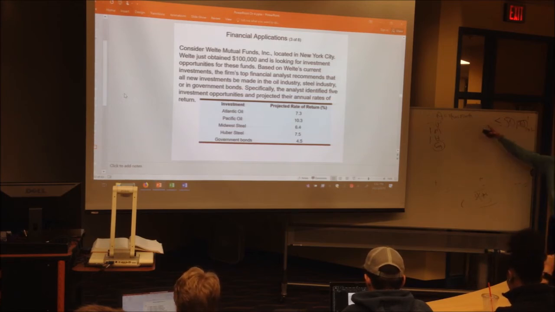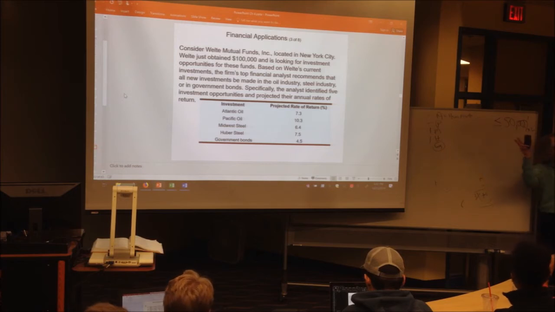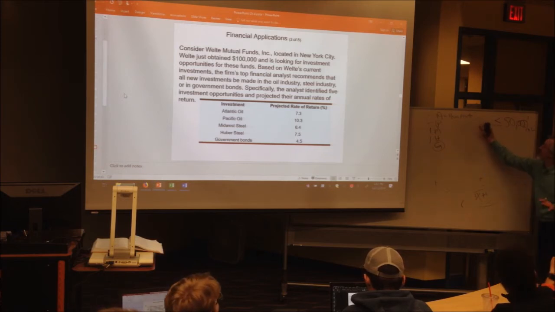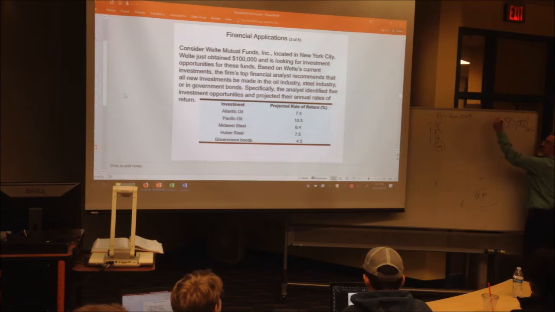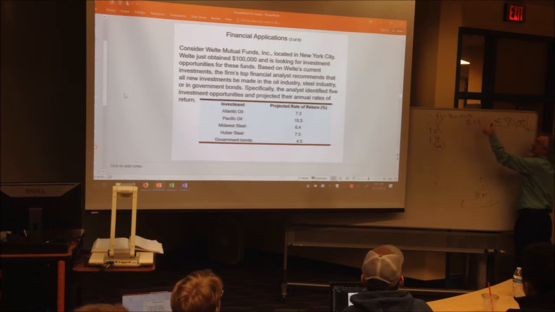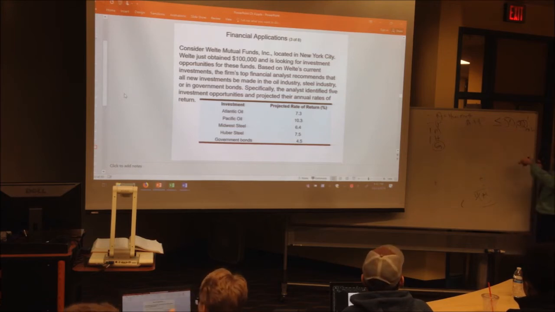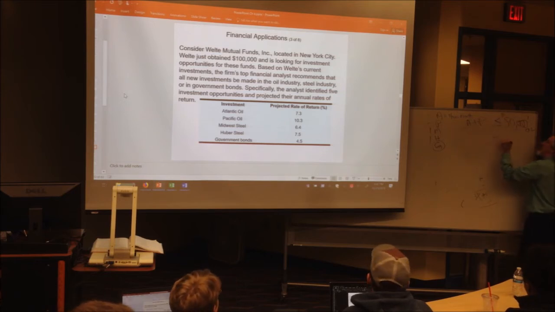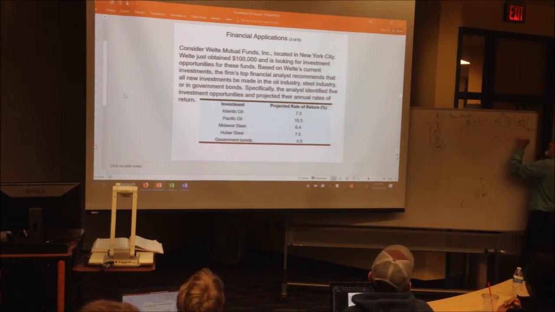So now, this left-hand side has to represent what we're investing in oil. What variables would I use for the left side? A plus P. However much we're investing in this oil company, plus however much in this oil company, has to be less than or equal to $50,000. The other one says the same with steel. $50,000, steel.